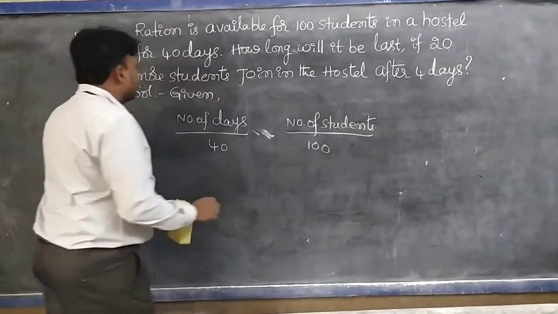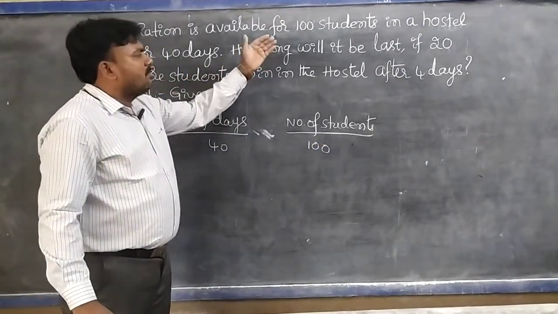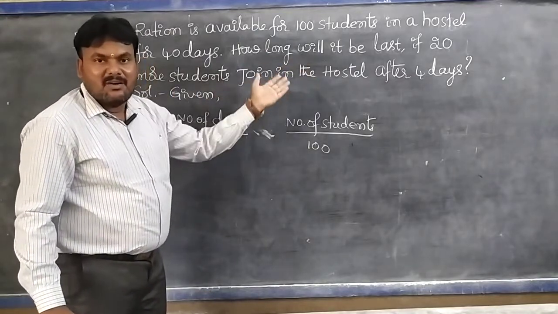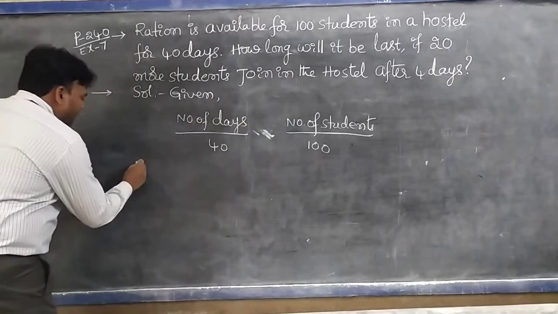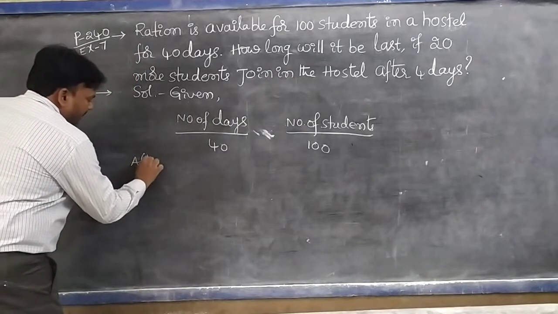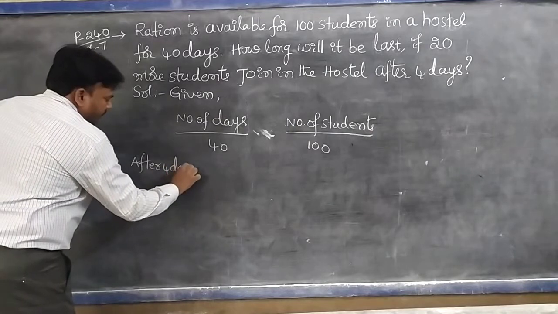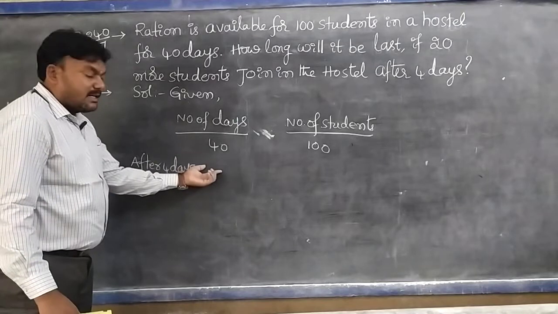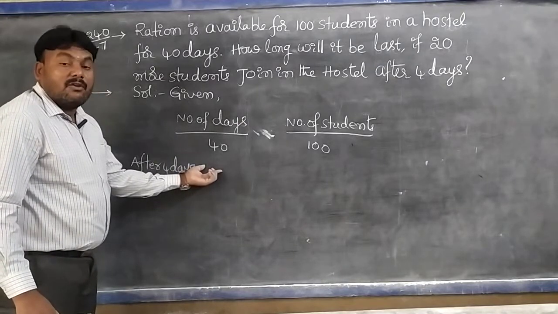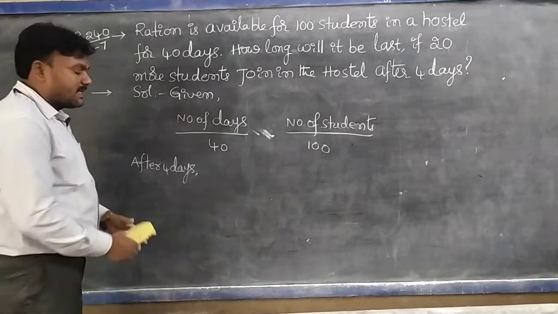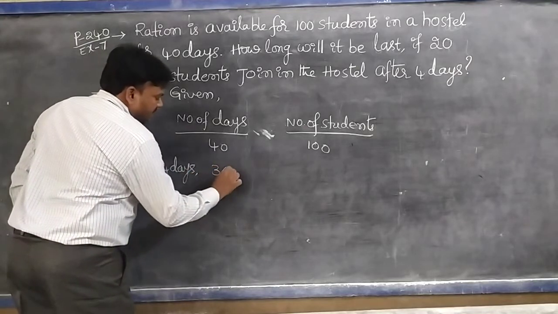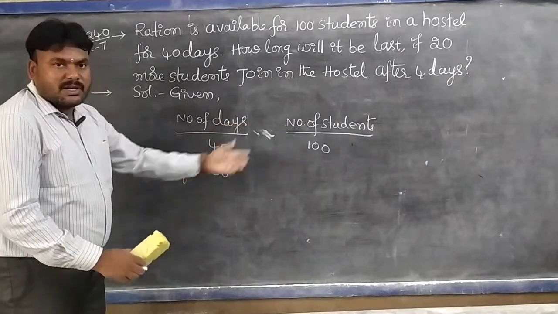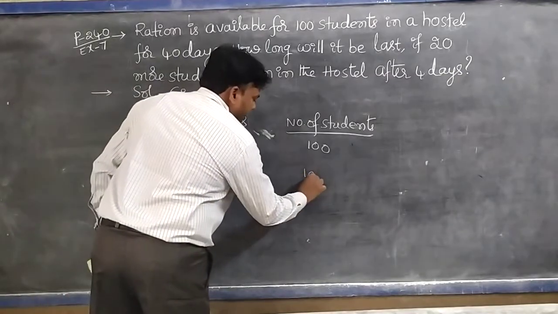What is given? How long will it last if 20 more students join the hostel after 4 days? So here, after 4 days, observe clearly. After 4 days means 40 minus 4. What about the days here? 36 days. Why is it? 40 minus 4 becomes 36. So 36 days. After 4 days means it is 36 days. Students do not join yet. So 36 days, 100 students, the same.